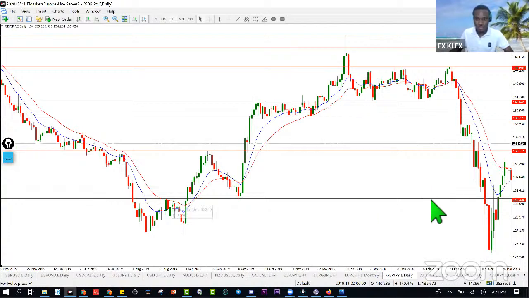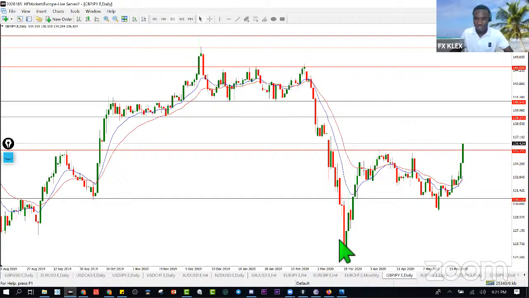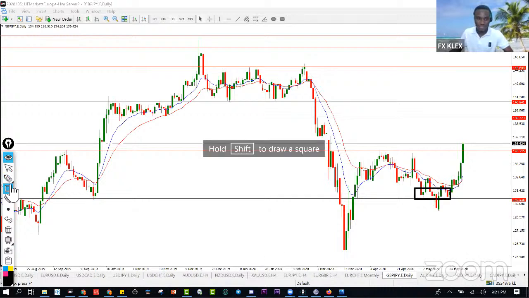The formation cuts through the body right here. It's still acceptable. We can see how this one rejected price upward. So this one is still valid, even though we have price cutting through right here. This one right here is still valid.